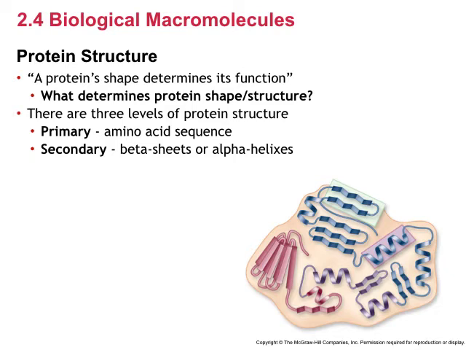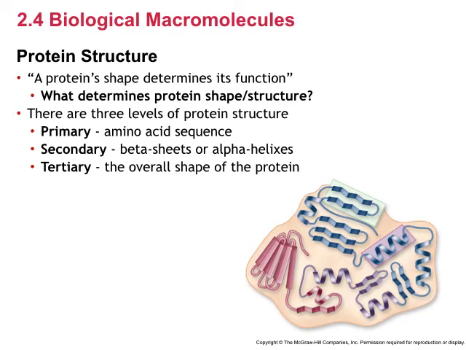There's a secondary structure, which results from the interaction of amino acids in that amino acid chain. And they can interact to form structures called beta sheets or alpha helixes, which you can see in the figure here on the slide. And we'll look at it more in depth in a few slides. And then lastly, there's a tertiary structure, which is the overall shape of the protein.